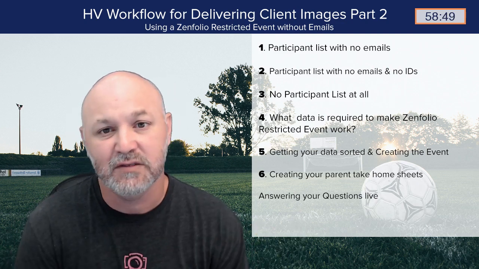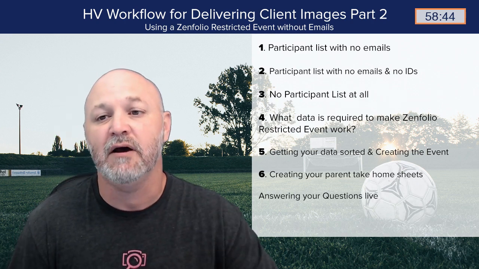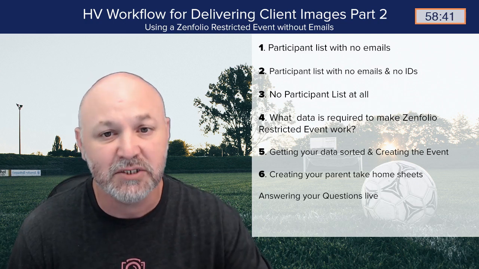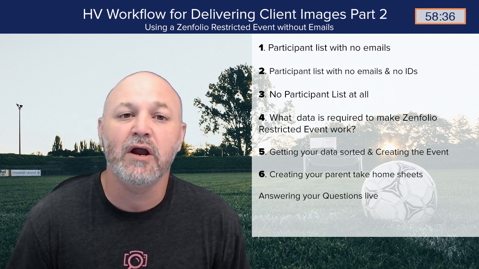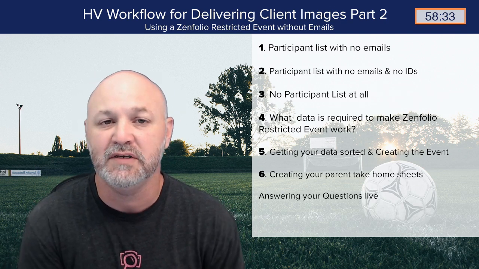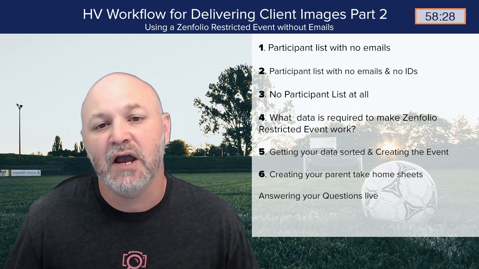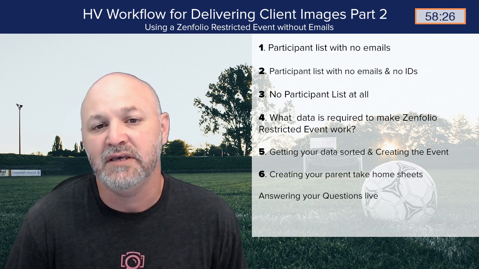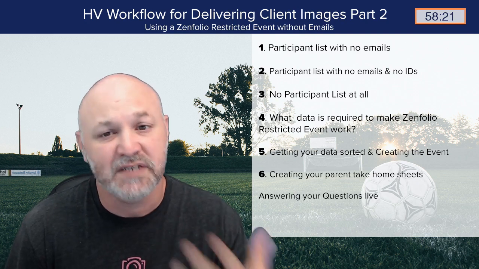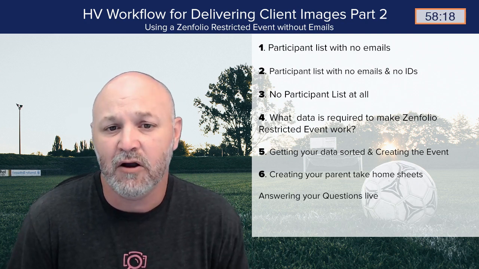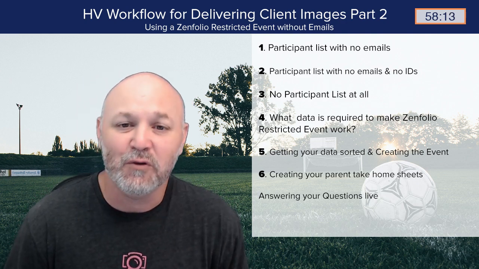So one critical thing to using Zenfolio events has always been being able to get people's email addresses so you can email them directly to their galleries or to their images. And we know that that's not always the case, right? You're going to have times where you're going to have to shoot an event and you're going to get a participants list of just who's there, but you're not going to get any emails. Maybe you're going to photograph a school or a sporting event and you're going to get participants lists, and all the information that you get is the people's names and what team they're on, and you don't get any kind of email or ID at all. Or maybe you just don't get anything from the leagues or schools that you're working with.